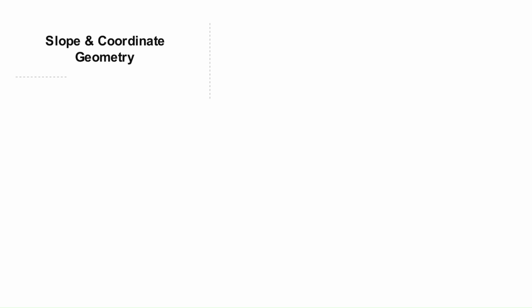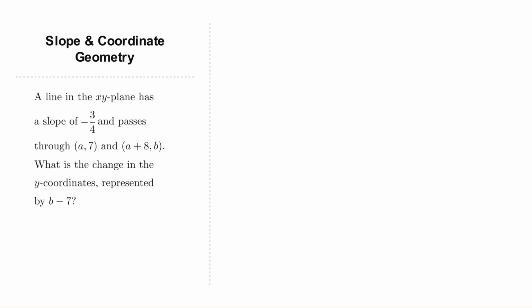In the last example, we will explore an application of the slope formula in coordinate geometry. Let's look at the problem. A line in the xy plane has a slope of -3/4 and passes through the points (a, 7) and (a plus 8, b). We want to find the change in the y coordinates, represented by the expression b minus 7.